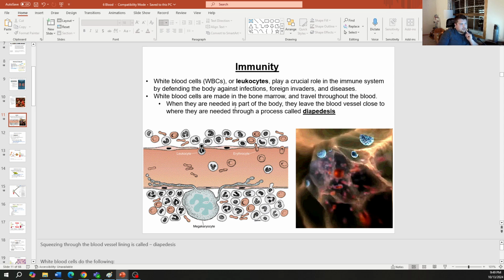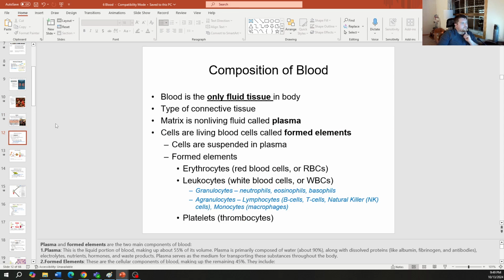With white blood cells, we'll get into a little process called diapedesis. We'll get into more of this a little bit later on. This is the process through which white blood cells leave the vessels. Okay, we'll get into more details in a little bit.